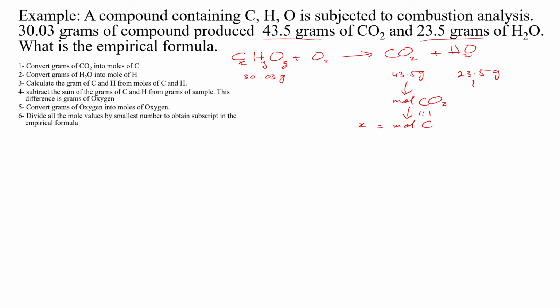Here I will convert this gram to moles of water, and then from moles of water I will convert it to moles of hydrogen. And here you can see for moles of water and moles of hydrogen the mole ratio is 1 to 2. 1 mole of water has 2 moles of hydrogen. And once I have these moles of hydrogen, that is actually my y. So I have x and y once I'm done up to this point.